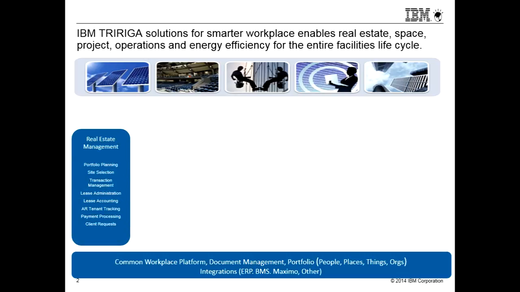Of the 6 pillars of TRIRIGA, the first is real estate management. Real estate management starts with portfolio planning, when you're looking strategically at what you need to do with your facilities, and then it goes through finding sites, identifying one or more sites, and then the transaction to acquire or lease that site. The transaction may also be a receivables lease. You may be making a deal. And if you have a lease, you administer that lease and the abstracts.